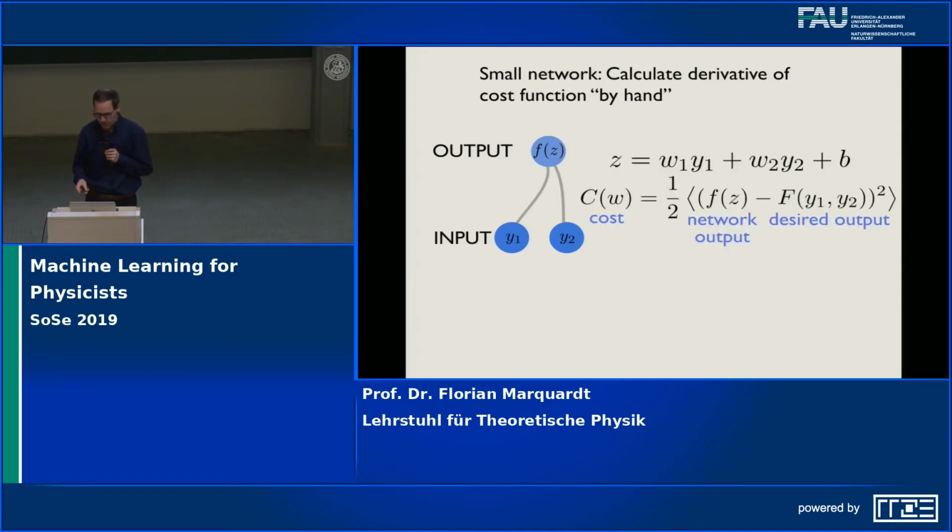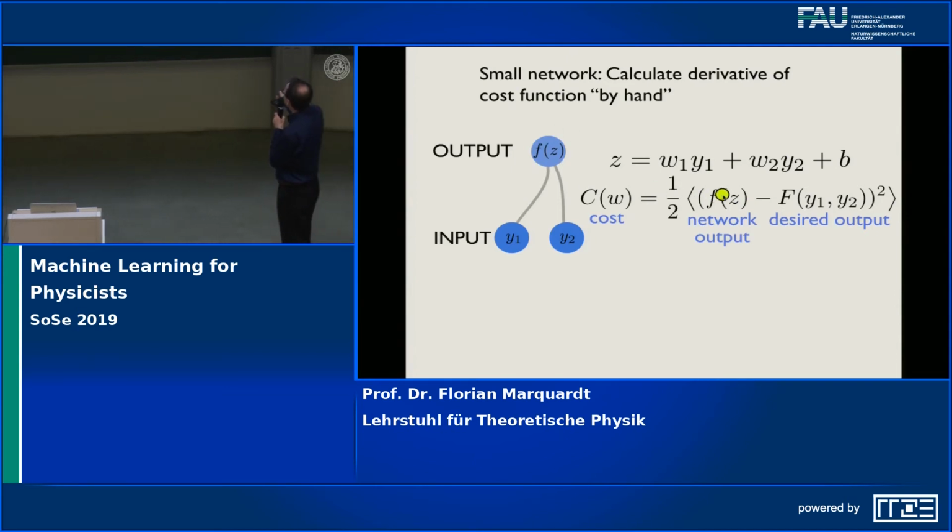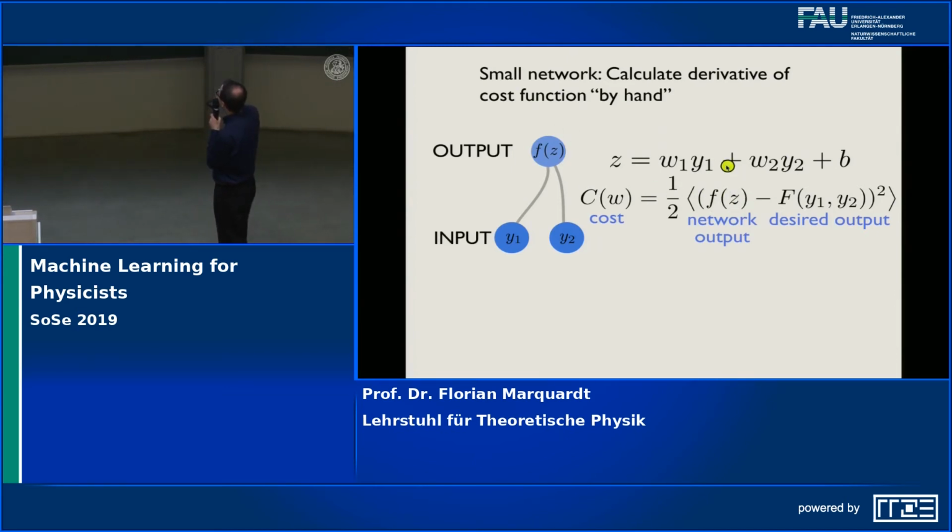Okay. So here you see the linear part of our calculation, taking the input values, multiplying by the weights, adding it up. And then we stick this result into our nonlinear function, and what we get, f of z, is already the output for this simple case. Okay? And now we take, as we said, in order to calculate the cost function, we take the difference between this network output and the desired output, which I here call capital F.